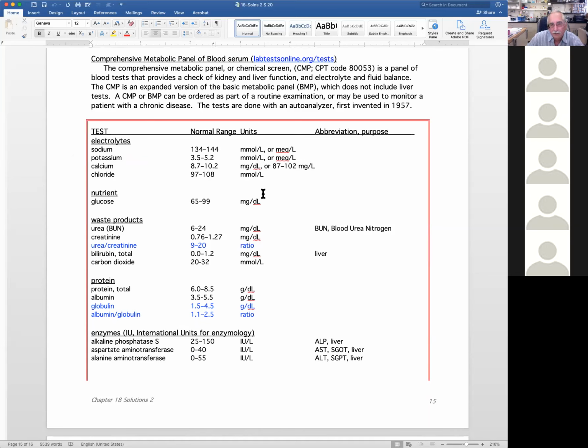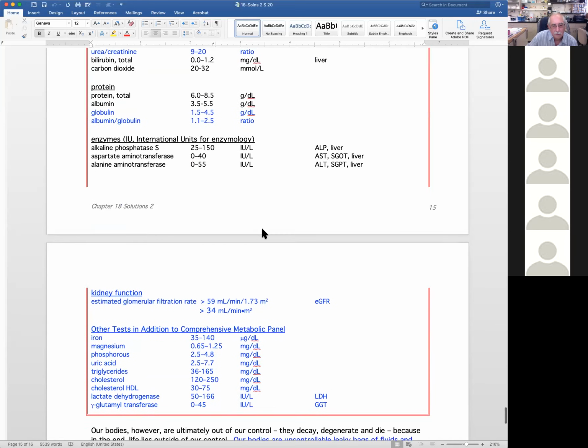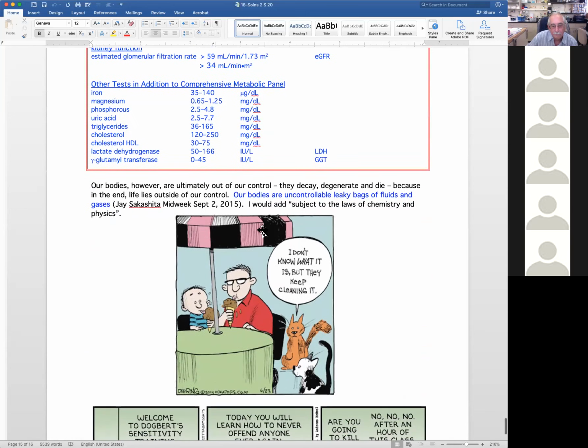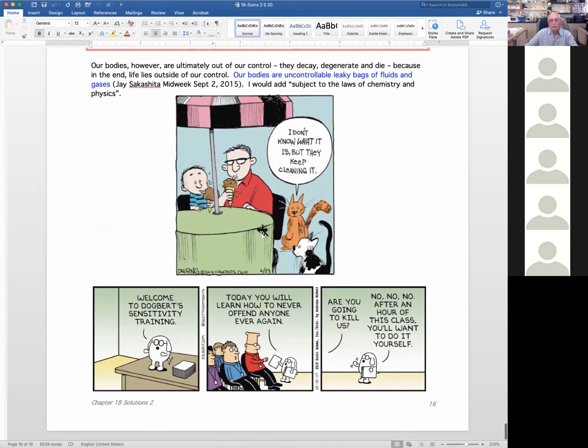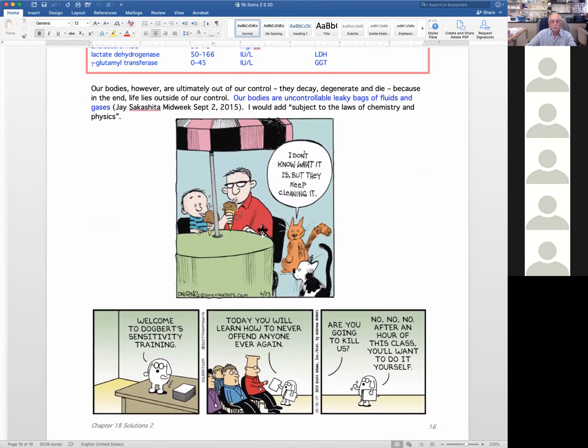But here's something really interesting. The comprehensive metabolic panel, the tests are done with an autoanalyzer. That was first invented in 1957. Is that crazy or what? So anyway, that kind of completes that chapter.